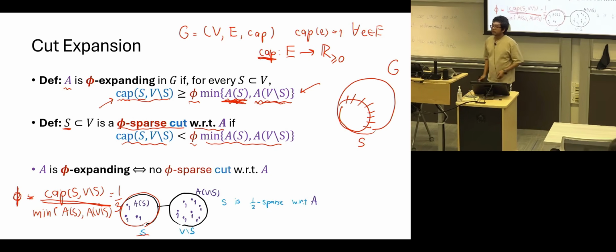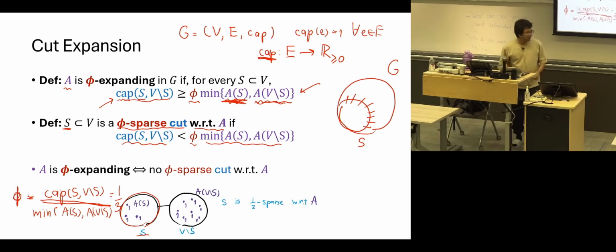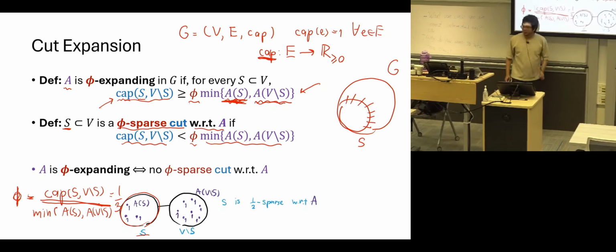Well, what would be the capacity in the example you said? Would it be 1? Just 1, because there's just one edge here.